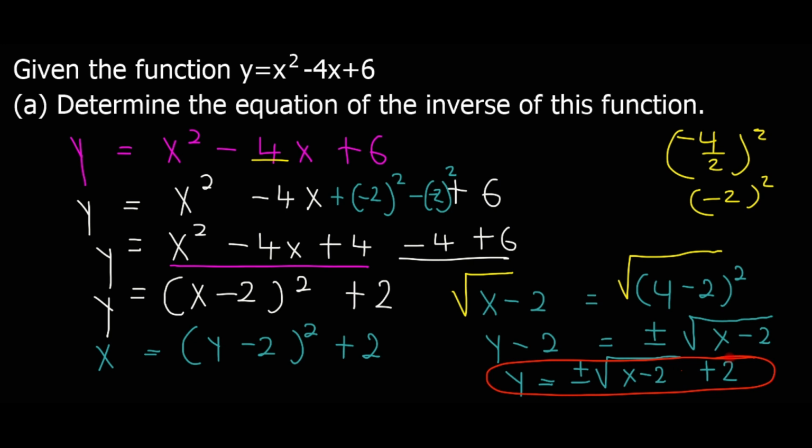You can see that when they give us an equation in the form of ax squared plus bx plus c, the first thing is to complete the square, and then we can interchange x and y. So this is our answer anyway.